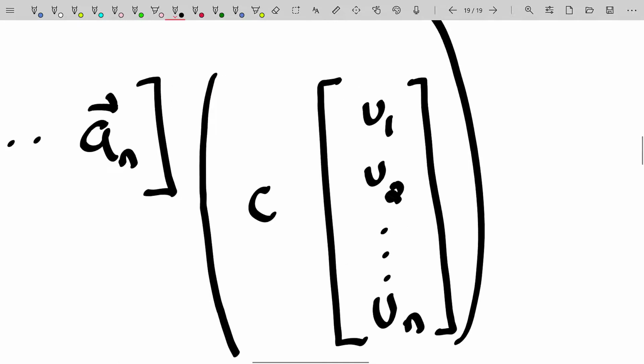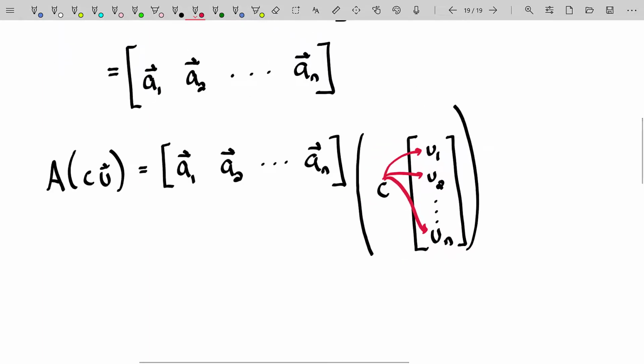Now I do have one theorem I can use. I have a theorem called the scalar multiple of a vector. So I could take this scalar multiple and apply it to each entry within this vector. That's one theorem that we can take advantage of. So I'll go ahead and do that right now.